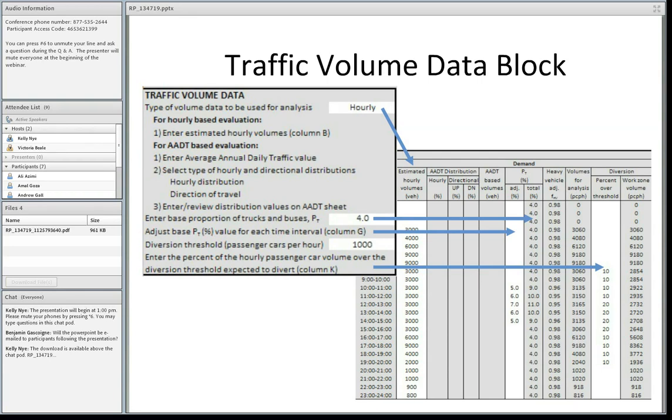We also have an input for a diversion threshold. Currently, ODOT uses a threshold of 1,000 vehicles per hour. So that is our default in our spreadsheet right now, but it can be adjusted for future use should that change. And then the diversion percent over threshold column is the percent of traffic over that threshold that would divert. Again, that input is allowed per hour, so it can change over time.